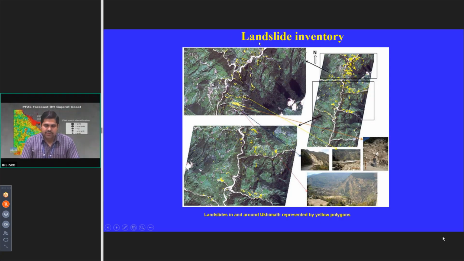In detail, the stages. So here is a landslide inventory map. You can clearly see these are the pixels, these yellow colored pixels, where a landslide is there. So like this, you can prepare your inventory map.